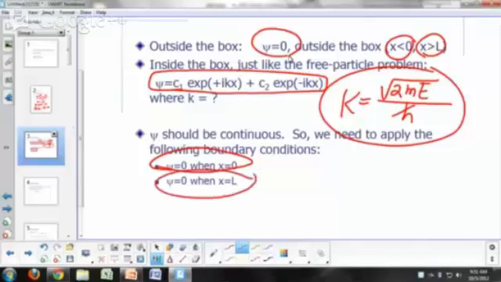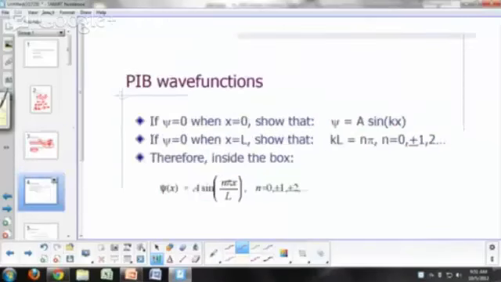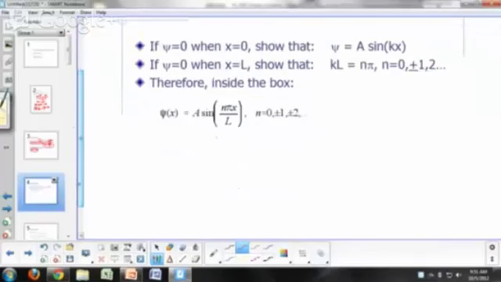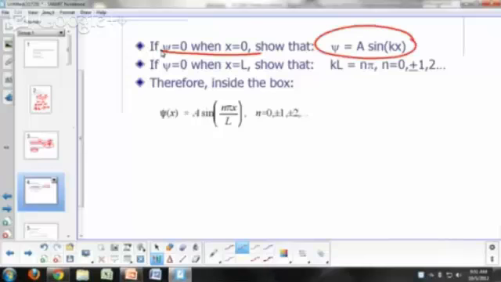And at the other end of the box, psi at x equals L must also be equal to 0. So let's see what happens if you apply those boundary conditions. Well, you'd be able to show that in order to satisfy the condition that psi must be equal to 0 when x equals 0, you can reduce that expression to psi equals A sine kx. Let's see how that's done. Okay, so let me scroll down here.